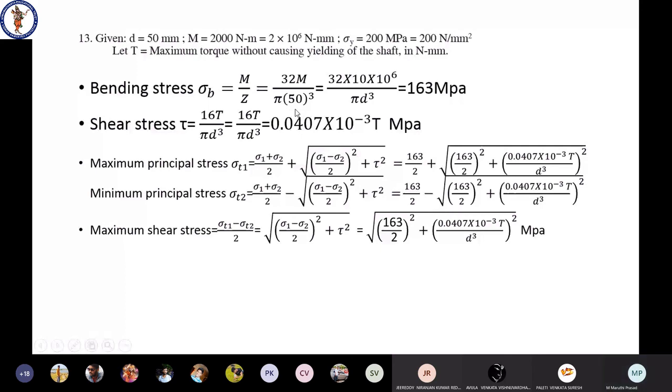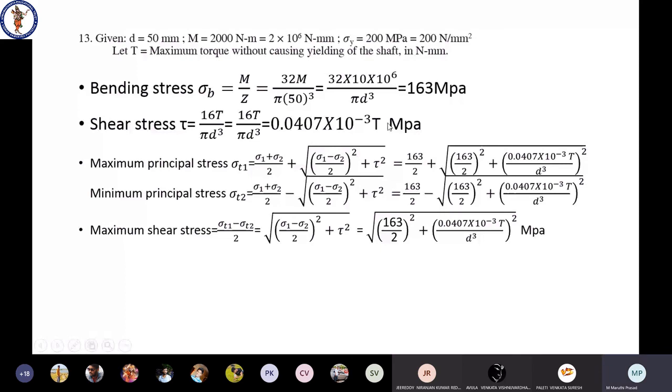Already d is given. We are assuming the torque, the maximum torque without causing yielding of the shaft, is in Newton millimeters. So we got bending stress as 163 megapascal. Then we calculate shear stress in terms of torque itself, 16T by pi d cube. By simplifying it, it is 0.0407 into 10 power minus 3 T megapascal.